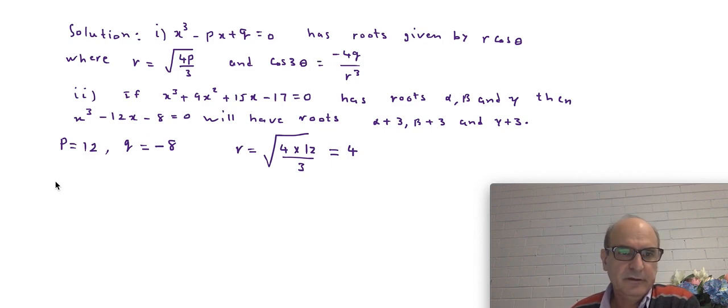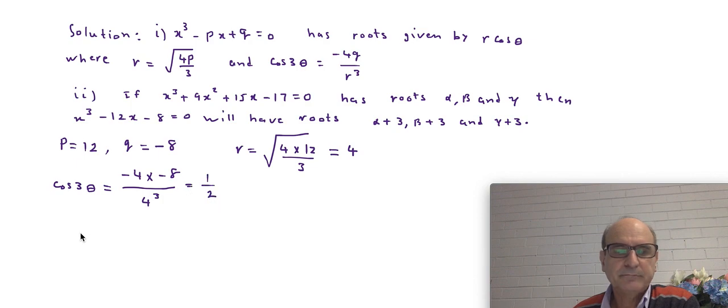Then cos 3 theta will be equal to minus 4 times q, which is minus 8, divided by r cubed, and r is 4, so 4 cubed. That becomes 64, that becomes 32, so we end up with half. So cos 3 theta is equal to half, which is equal to cos of pi on 3.